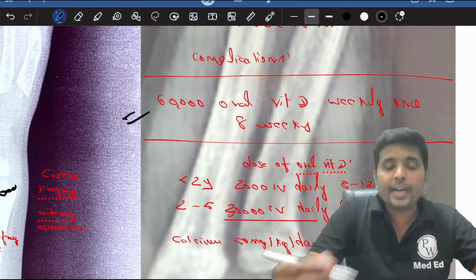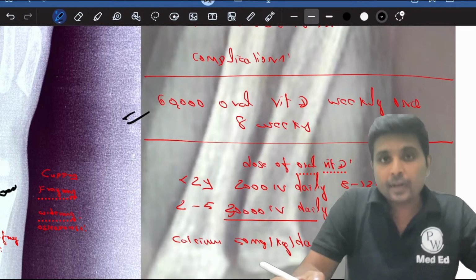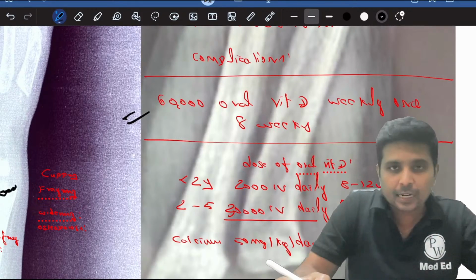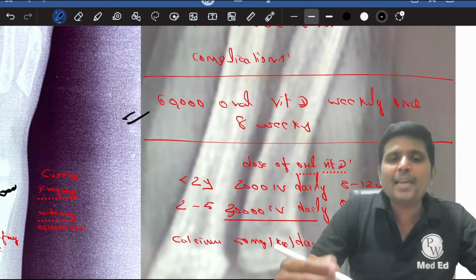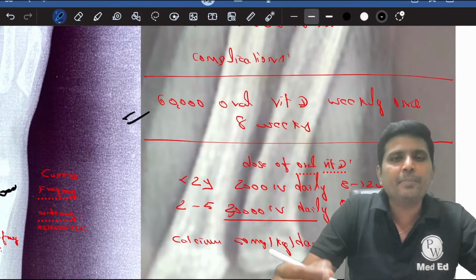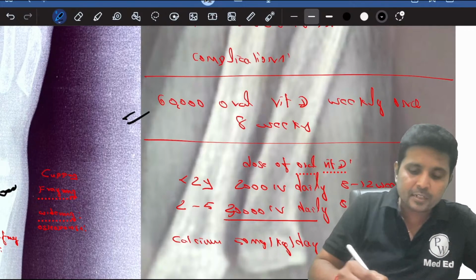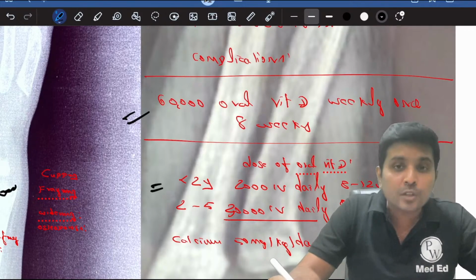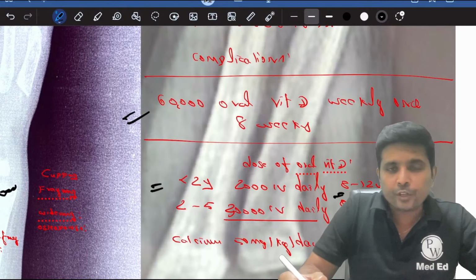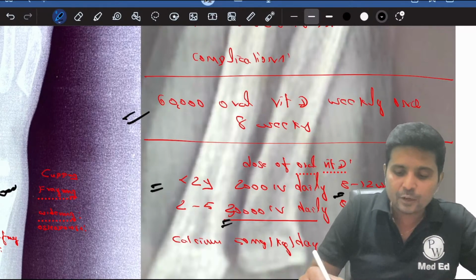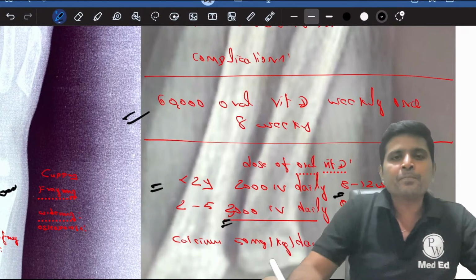But these high dose regimens are often prone to hypercalcemia, as a result of which all these regimens have been replaced by a daily oral regimen of giving vitamin D3. What is this daily oral regimen? For less than 2 years you give 2000 international units for 12 weeks, whereas for more than 2 years you give 3000 international units, not 30,000, 3000 international units for 12 weeks.